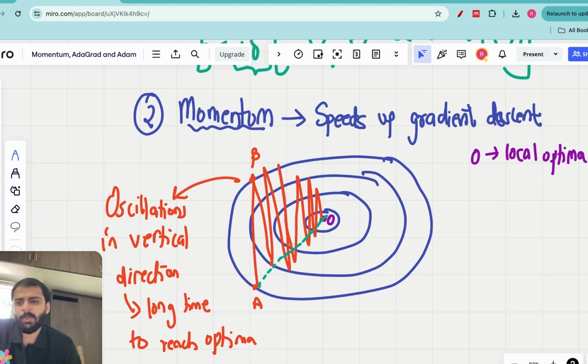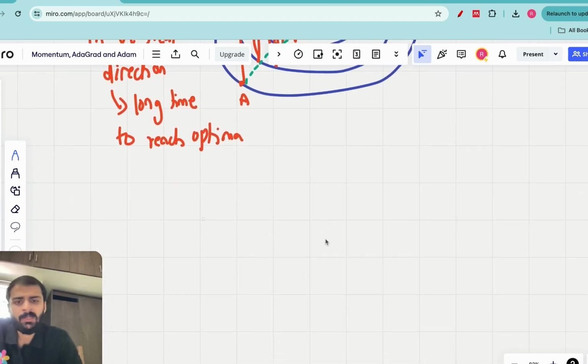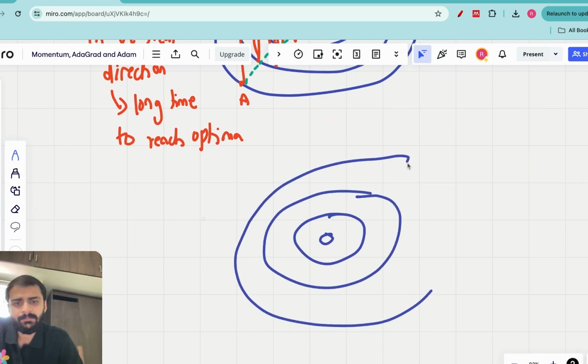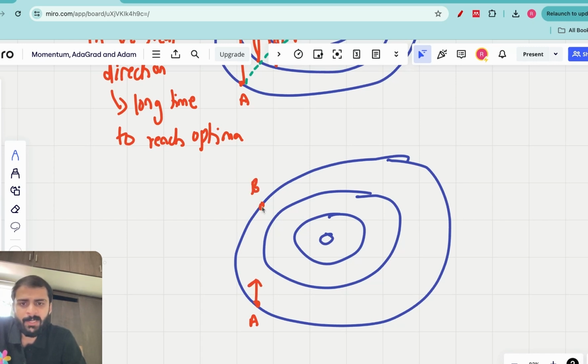And this is where the concept or the idea of momentum really comes into the picture. What we will do in momentum is as follows. I'm going to draw these contours again here. Let's say I'm starting at point number A here. So the gradient will be in this direction, let's say. Then I'll be going to point number B where the gradient is in this direction. Then I'll be going to point number C where the gradient is in this direction.